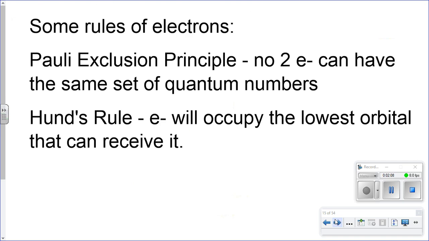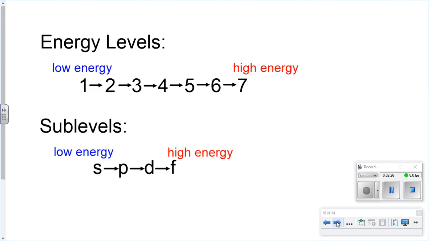There are 2 rules we need to follow when we do electron configurations. First is the Pauli exclusion principle, where no 2 electrons can have the same set of quantum numbers. The second is that electrons will occupy the lowest orbital that can receive them. In other words, they'll snuggle in closely to the nucleus to start. As far as energy levels go, those are the big places where electrons probably exist. The first energy level has the lowest energy, the second the next highest, and so forth, all the way to the 7th energy level, which is not only the highest energy, but also furthest away from the nucleus.